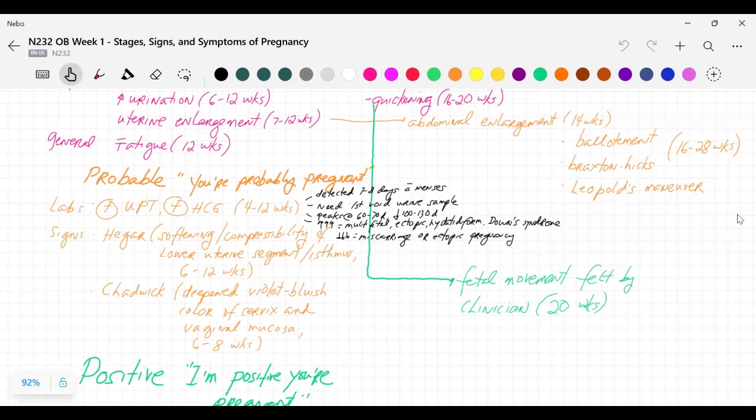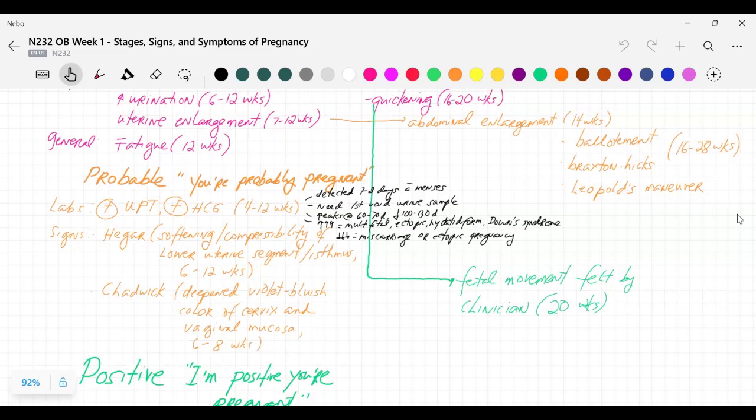So how early can we detect HCG in the blood? 7 to 8 days, okay, after the amenorrhea. So let's say you're due to have your period today, you didn't. In a week, you can check the HCG and you'll be positive, you're pregnant.